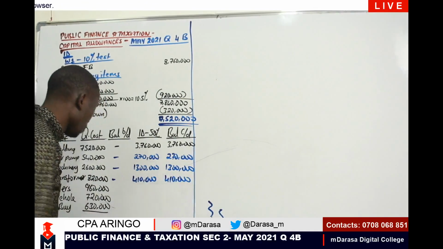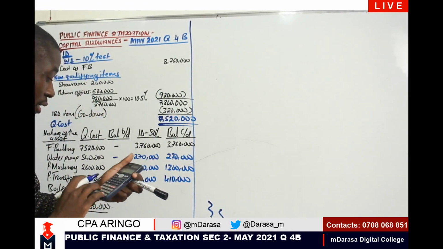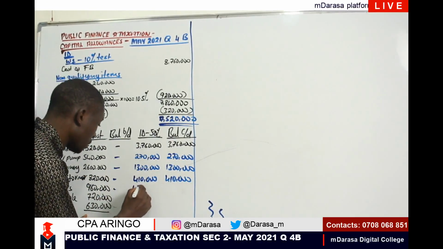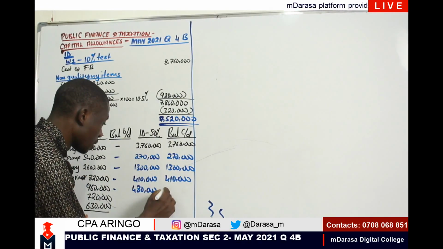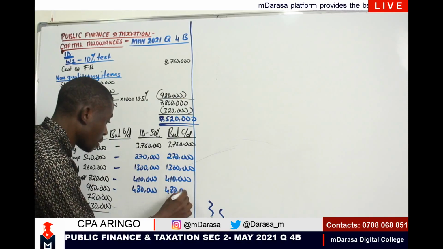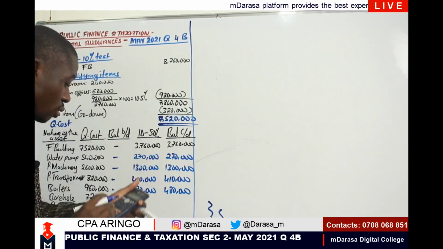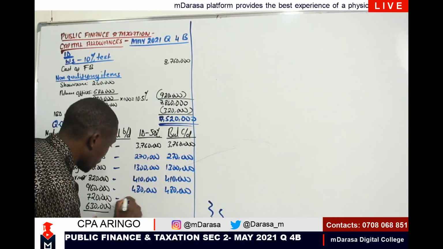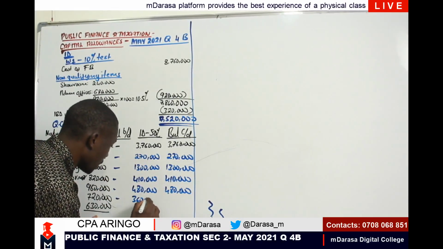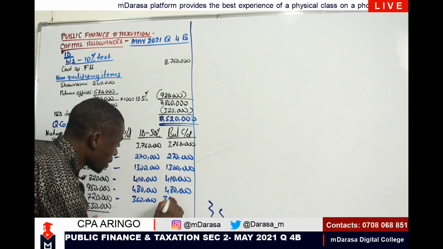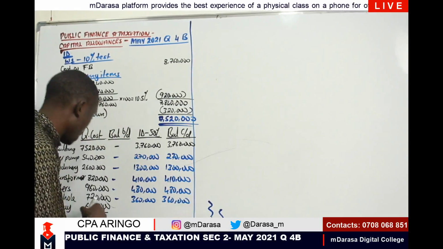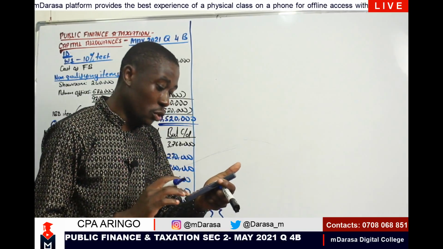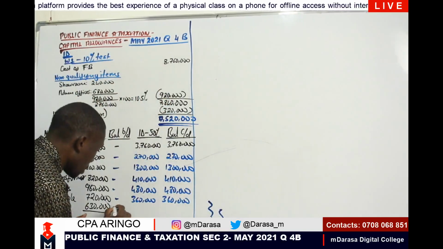Then we have 960, we divide by 2. That should give us 480,000. Then borehole 720, we divide by 2 to give us 360,000. Correct? Then the last one, you have 630. We divide by 2 to give us 315,000.